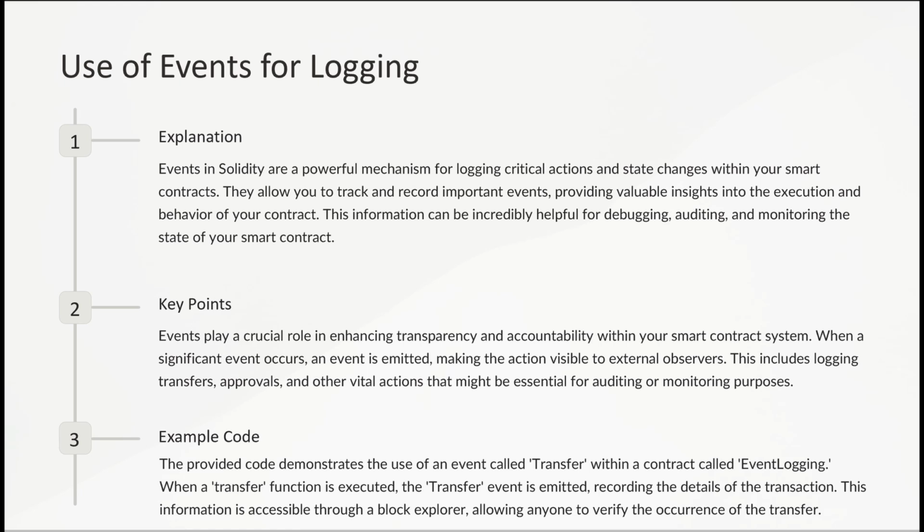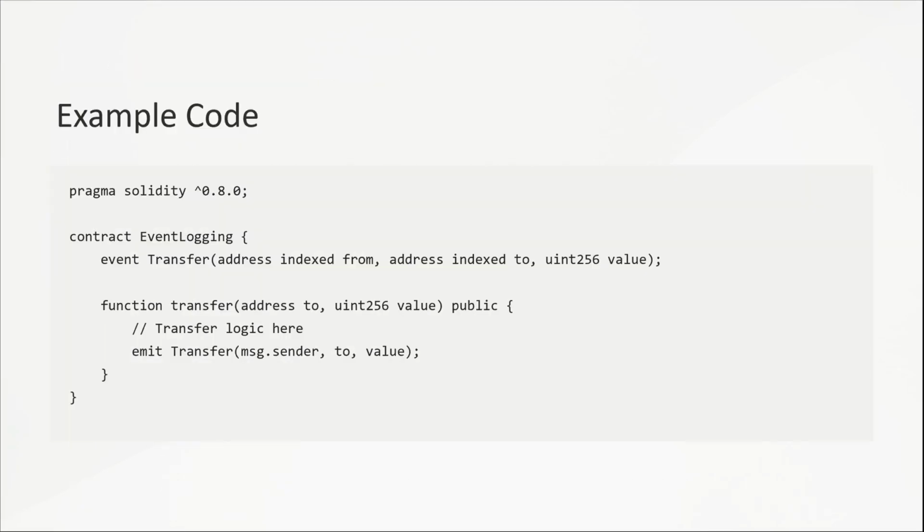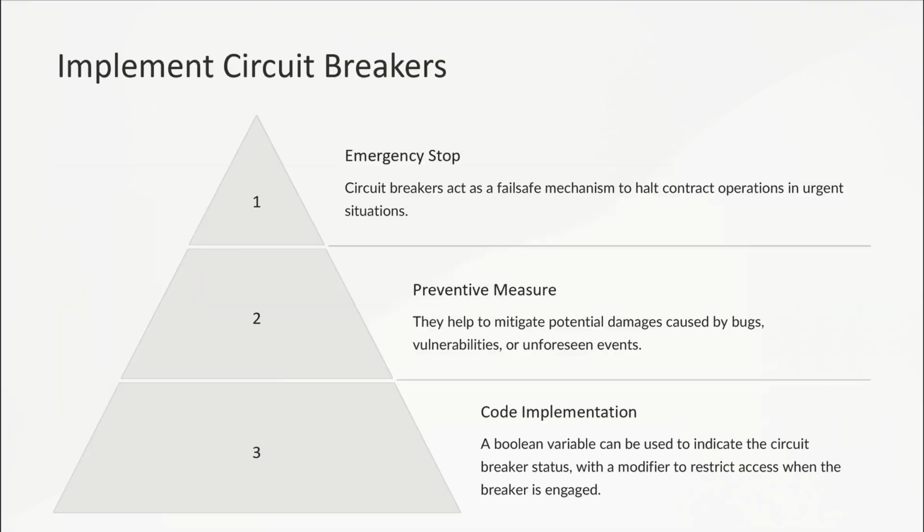The provided code demonstrates the use of an event called Transfer within a contract called EventLogging. When a transfer function is executed, the Transfer event is emitted, recording the transaction details. This information is accessible through a block explorer, allowing anyone to verify the occurrence of this transfer.